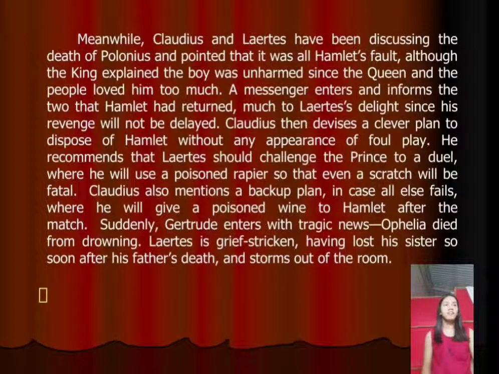He recommends that Laertes should challenge the prince to a duel, where he will use a poisoned rapier so that even a scratch will be fatal. Claudius also mentions a backup plan, in case all else fails, where he will give a poisoned wine to Hamlet after the match. Suddenly, Gertrude enters with tragic news. Ophelia died from drowning. Laertes is grief-stricken, having lost his sister so soon after his father's death. He then storms out of the room.